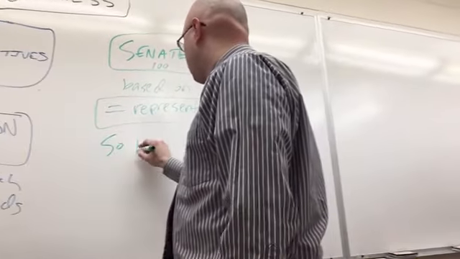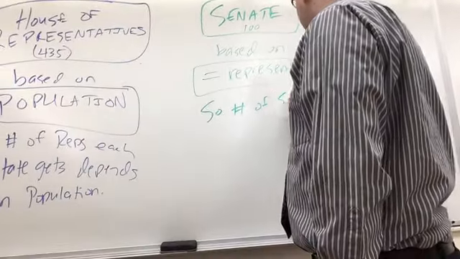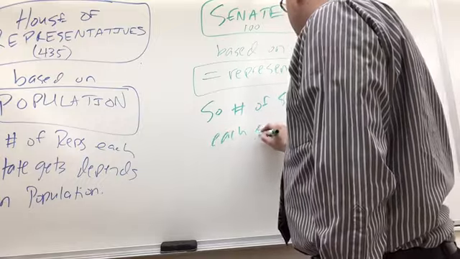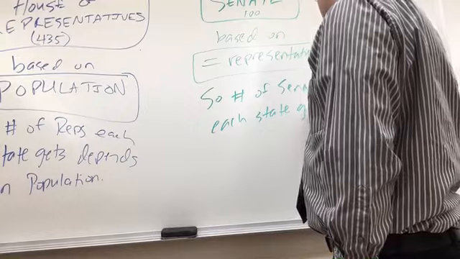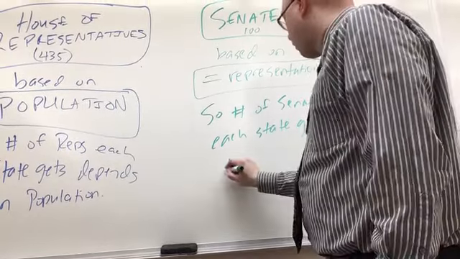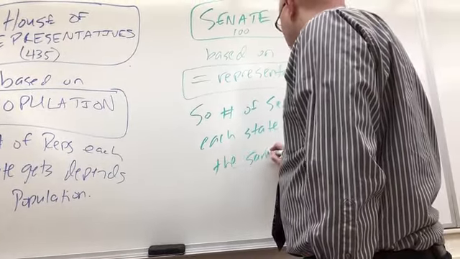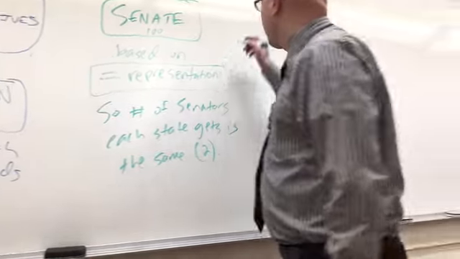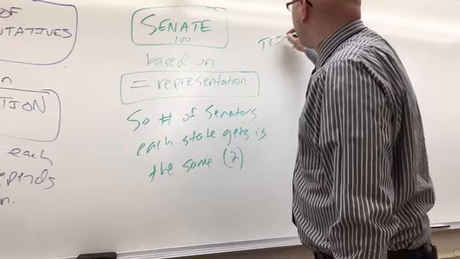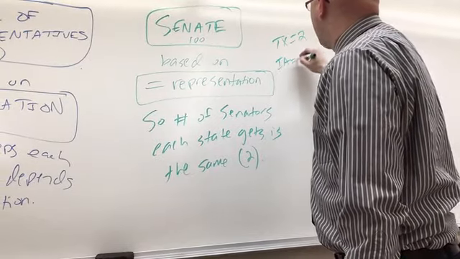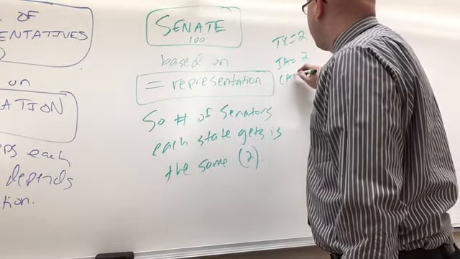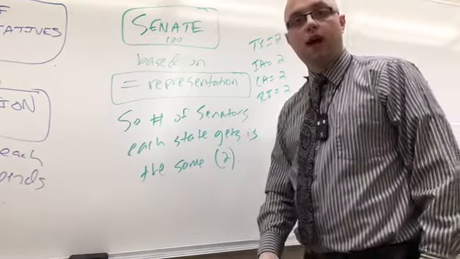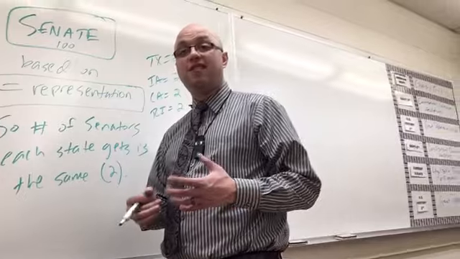So the number of senators each state gets is the same. 2. Everybody gets 2 here. So in our example before, Texas gets 2, Iowa gets 2, California gets 2, and then the smallest state in the country, Rhode Island, also gets 2. No matter how big they are, states get 2 senators.